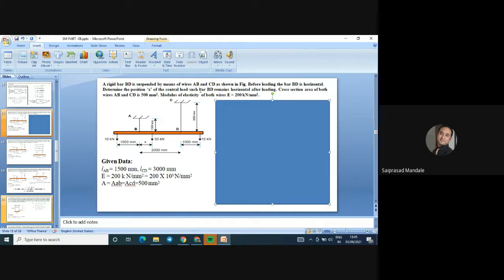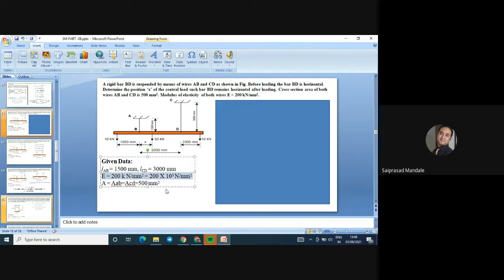The cross-sectional area of both wires AB and CD is 500 mm square, and the modulus of elasticity for both wires is 200 GPa, that is 200 into 10 cube MPa. Let us have the given data. Length of AB is 1500, that is given to us. Length of CD is given to us. E is equal to 200 into 10 cube MPa. Area of both the wires is the same, that is 500 mm square.